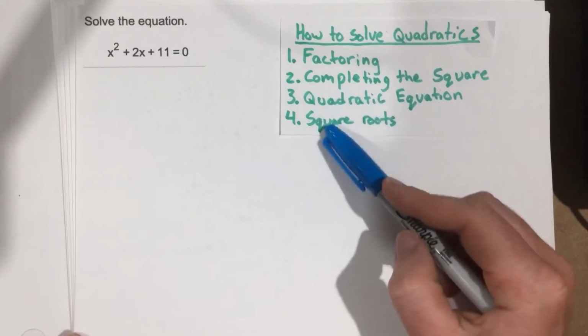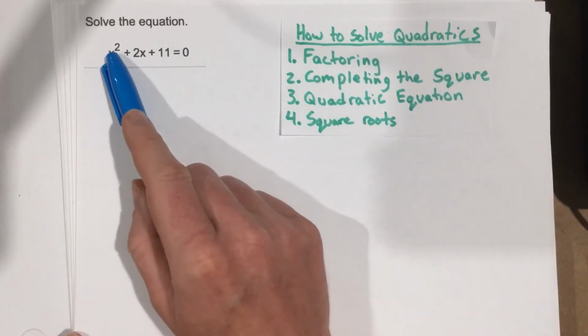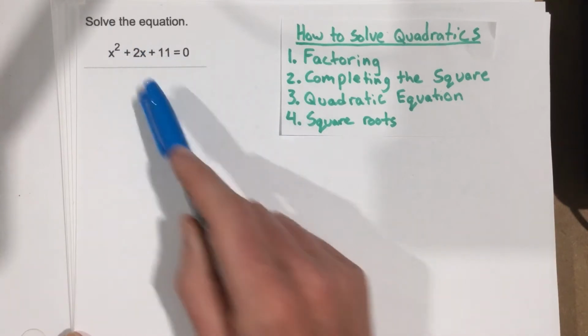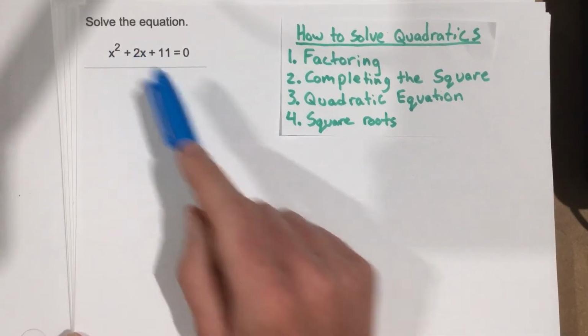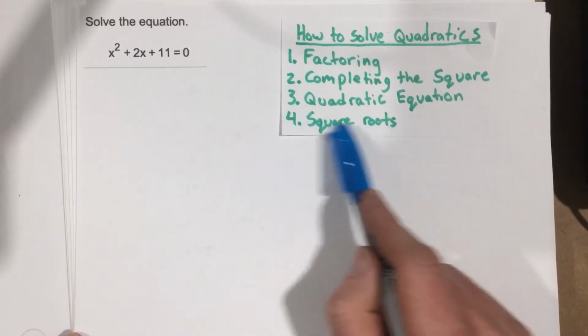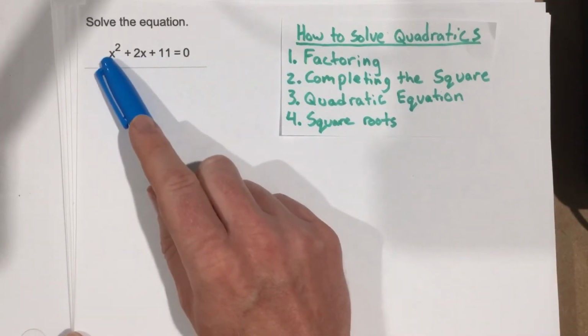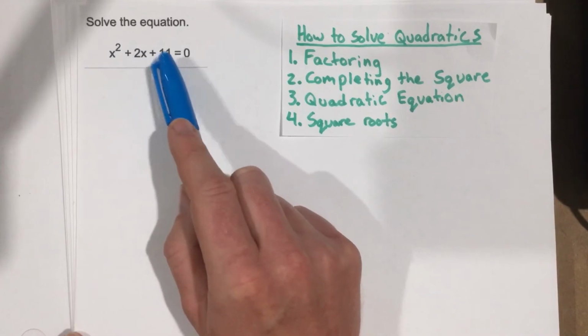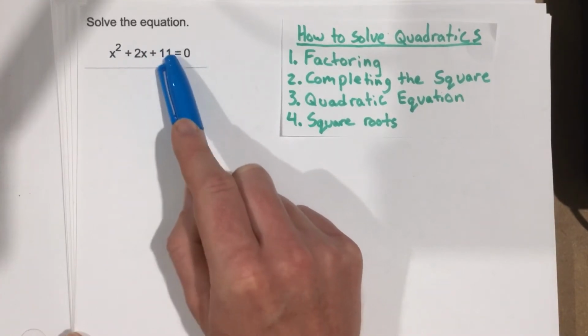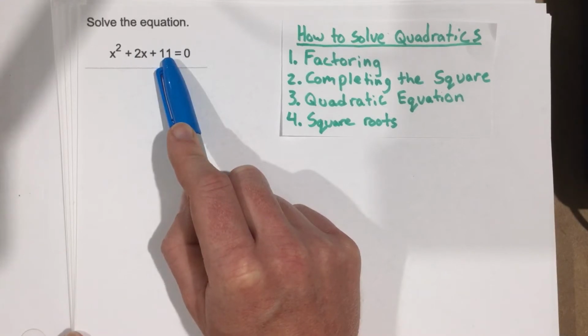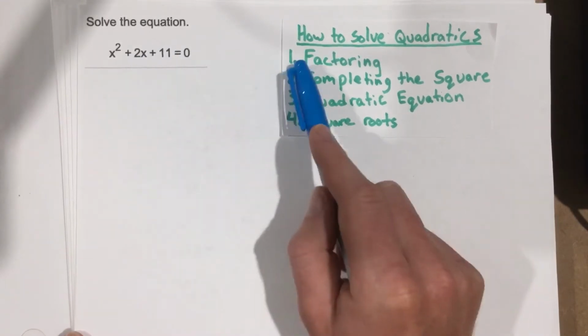First way I always look at is the square roots way. I have an x squared term. Do I have any other terms with x in it? I do, and it's not an x squared term, so I can't combine them. That takes out the square root method. Can I factor this? Well, it's got a leading coefficient that's 1, so I might be able to, but the factors of 11 are 11 and 1, and there's no way I can add or subtract 11 and 1 and get 2. So factoring's out.